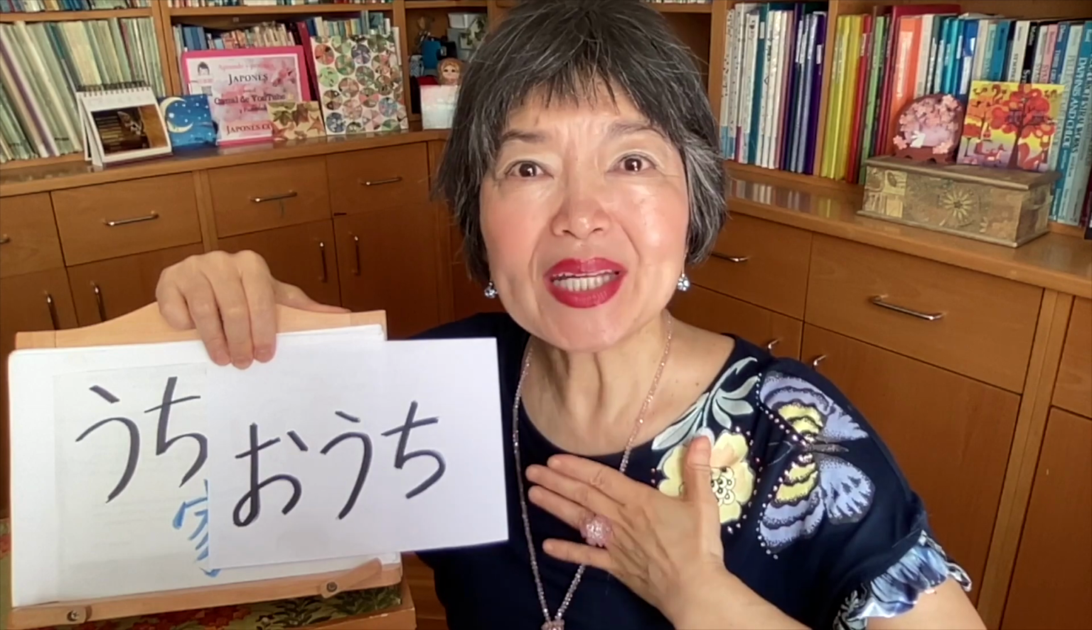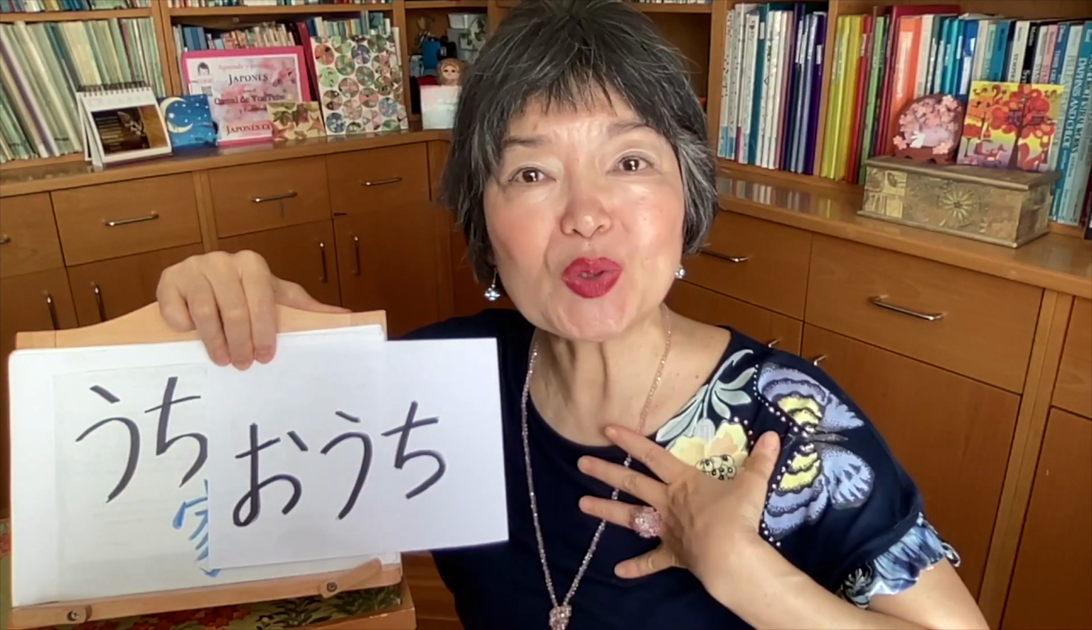We can also add this word お and say おうち. When we say おうち, this is a kind of baby talk. Children say おうち, this is my home. We are adults, but we can also use this おうち when we talk to children tenderly. あなたのお家はどこ? Where's your house? But with this word 家, the house, we usually don't add お.